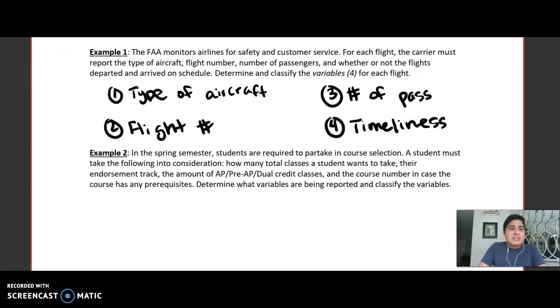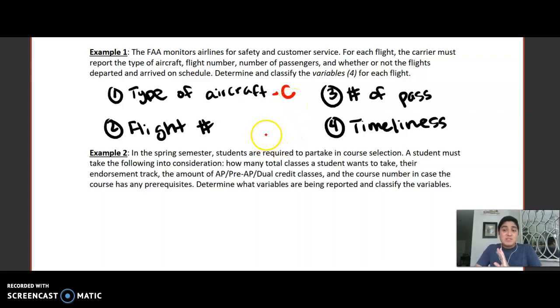So let's just ask ourselves, can I take the average or is it a certain category? For type of aircraft, can I take the average aircraft? Probably not. I could take the average length of an aircraft, but I can't take the average type of aircraft, right? So that keyword there, type, would be indicative that this is going to be categorical data. All I know is big plane, small plane, Boeing 747, and I don't even know if that's accurate.